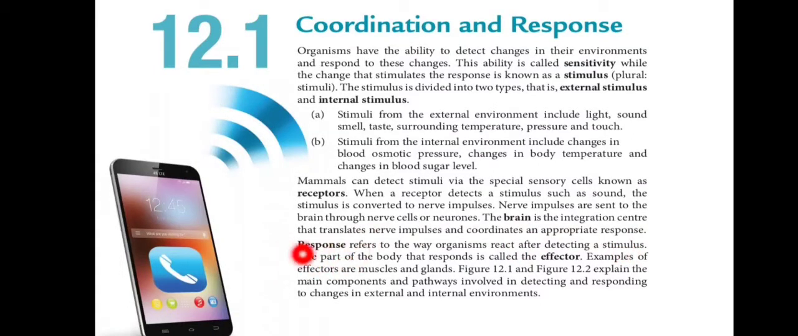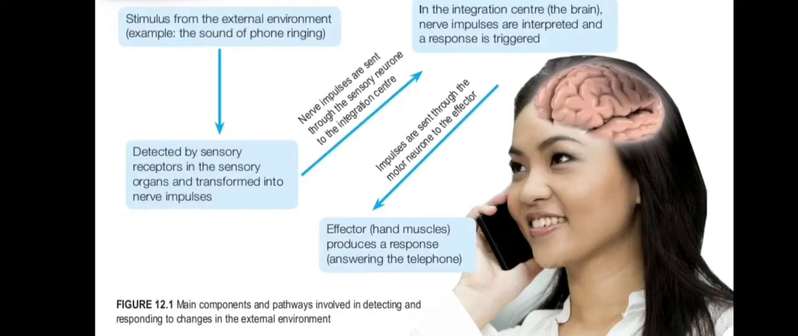Response here refers to the way an organism reacts after detecting a stimulus. And the part of our body that responds is called the effector. For example, muscles and glands. When we want to run, our muscles need to contract, so the muscle is the effector that will generate the response.